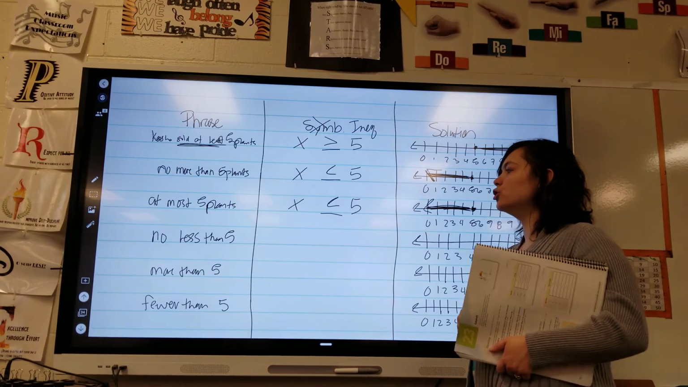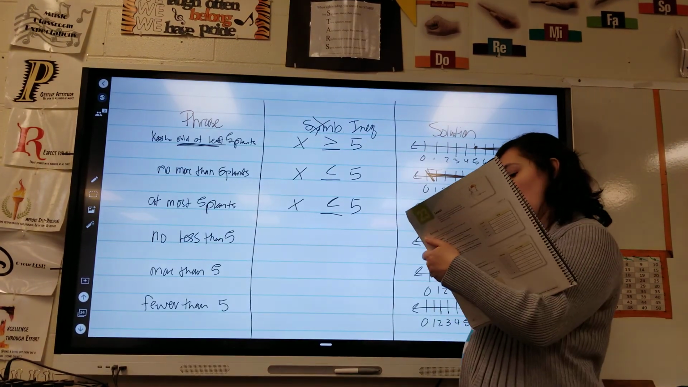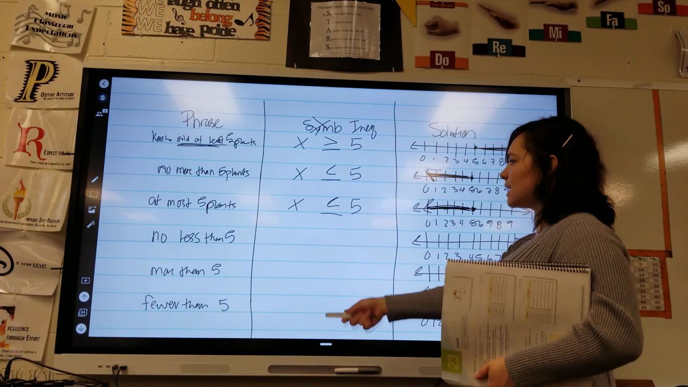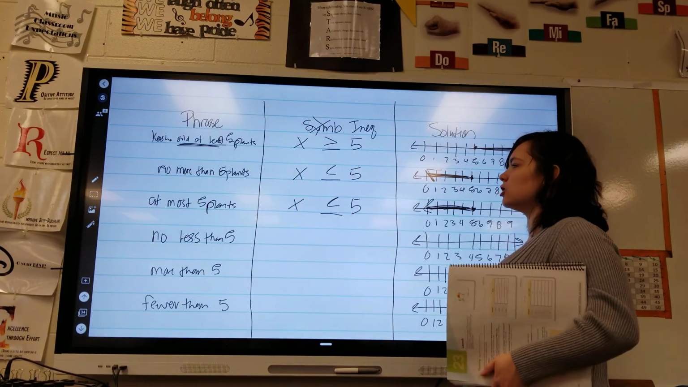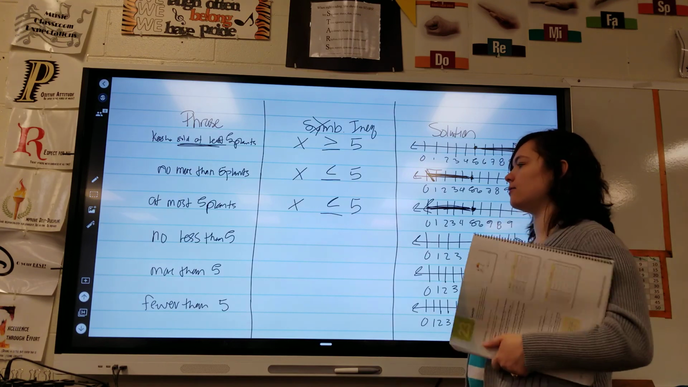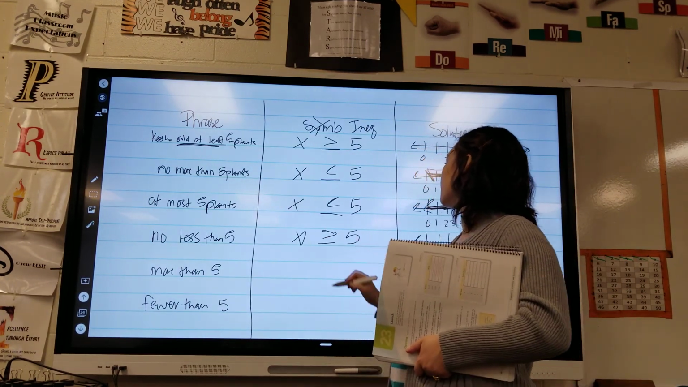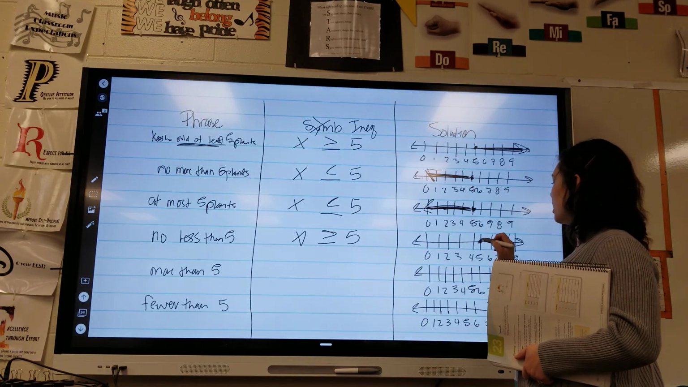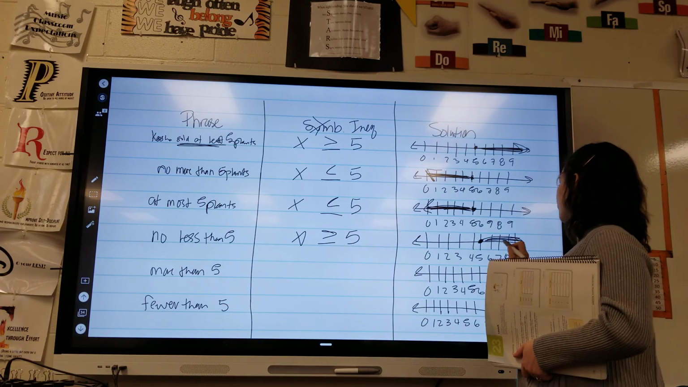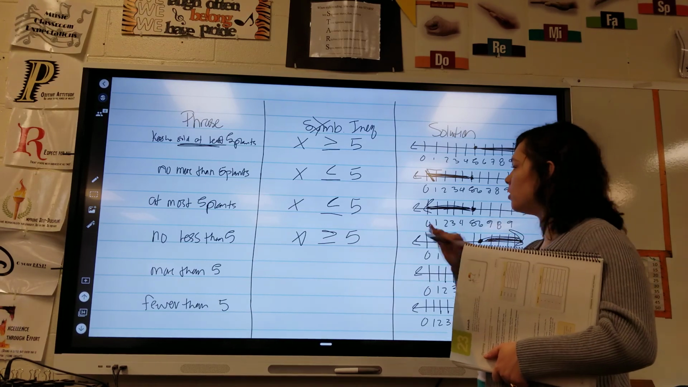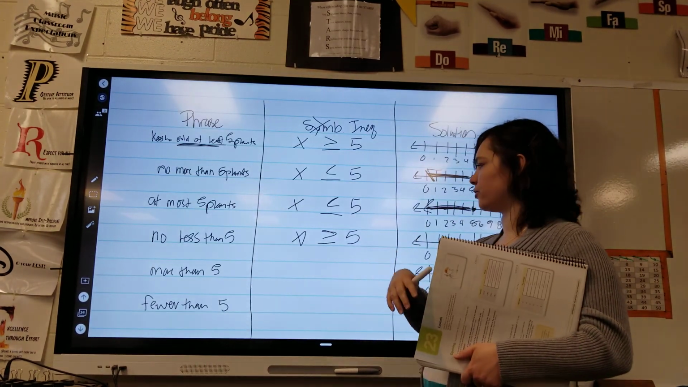What about if she sold no less than 5? No less than 5. Well, this is saying just like the first one, she sold at least 5. No less than 5. So x is greater than or equal to 5. Come over here, we put a circle dot, and our arrows go in this direction because she sold no less than 5. She didn't sell 4, she didn't sell 3.